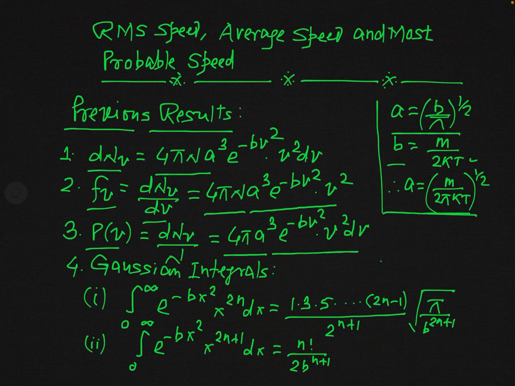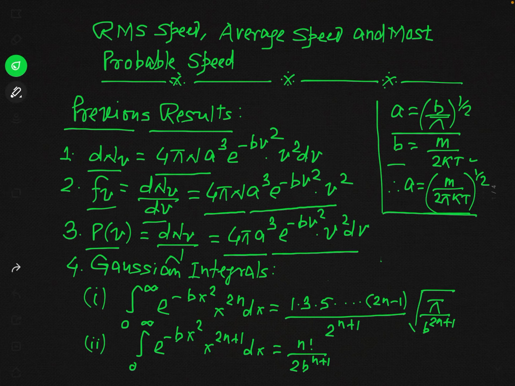And again, when x has a power 2n plus 1, then this integral is simply equal to n factorial over 2b raised to the power n plus 1. So these are the results which we have clearly understood in the previous 4 lectures.